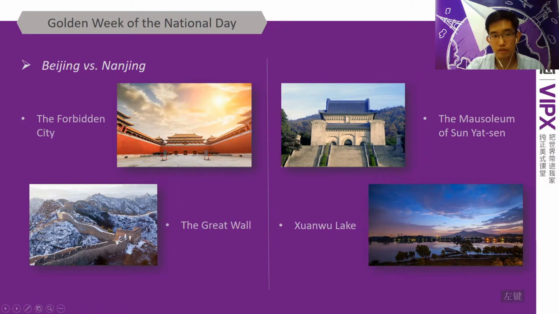Here comes the third part of our introduction. It is Beijing and Nanjing. Both of them are imperial cities of ancient China. Here are some popular destinations, including some human cultural heritage and some natural spots. Let me introduce them to you one by one.